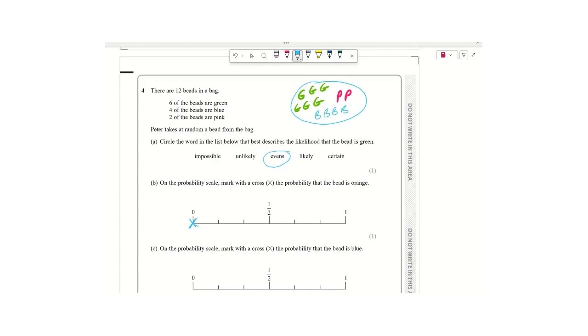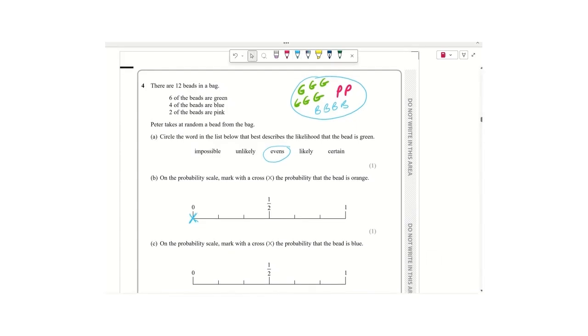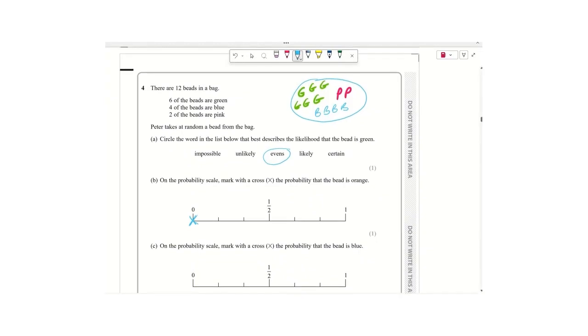And then part C, mark with a cross the probability it is blue. Well, 4 out of the 12 are blue, which is the same as, if you look at how many this is split into, it's split into 1, 2, 3, 4, 5, 6 pieces. So if I wrote that as a fraction with 6 on the bottom, I've had to divide by 2 and divide by 2. So 2 out of 6. So my probability that the bead is blue is there for 2 out of 6.